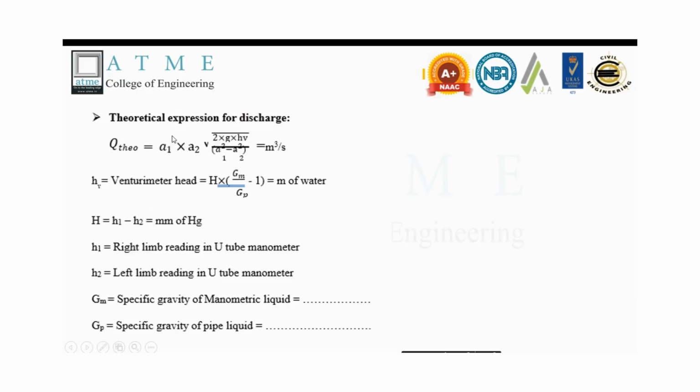With that you can calculate the theoretical discharge using the expression Q theoretical equals A1 into A2 into square root of 2g Hv divided by square root of A1 square minus A2 square. Here Hv is the Venturimeter head, that is H into (Gm by Gp minus 1). Here capital H will be equal to H1 plus H2, or it has been shown as H1 minus H2, depending on the U-tube manometer connected in your experimental setup. So you have to note down the readings and calculate the H. Gm is the specific gravity of mercury, 13.6, and Gp is the specific gravity of the liquid.